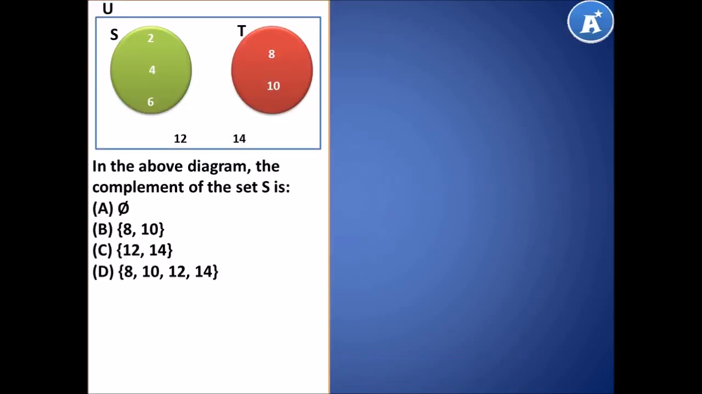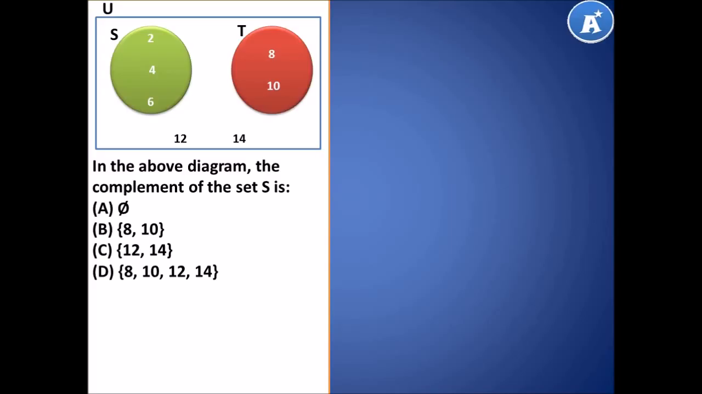Let's look at our first question. Our first question reads, in the above diagram, the complement of the set S is A, the null set, B, the set of 8 and 10, C, the set of 12 and 14, or D, the set of 8, 10, 12, and 14. Please pause this video and attempt the question on your own. When you have completed the question, you can press play to see the solution.